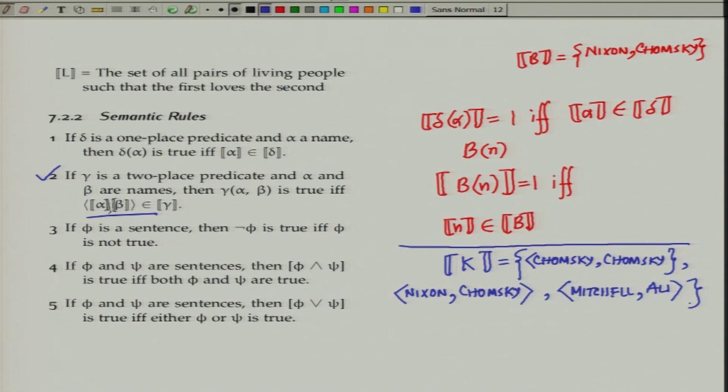So, Chomsky knows himself and he does not know anybody else. Richard Nixon knows Chomsky and nobody else, not even himself. Michelle knows Ali and nobody else. Ali does not know anybody. Say we just define K this way. If this is the case, then what will happen? We need to now understand.